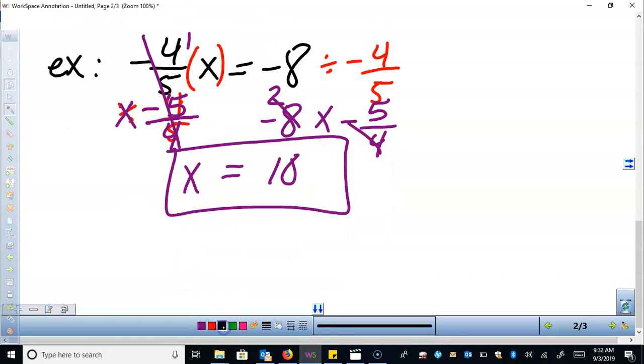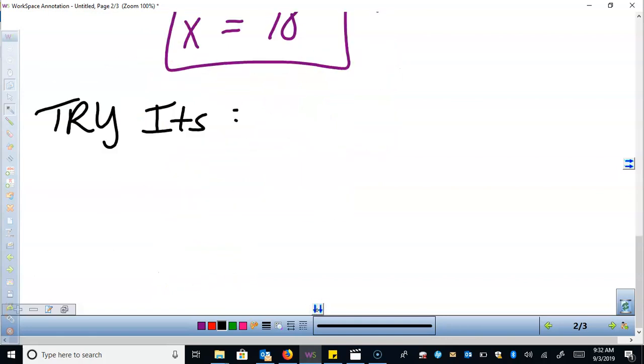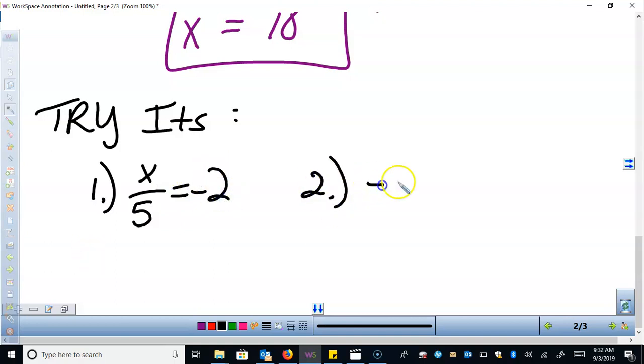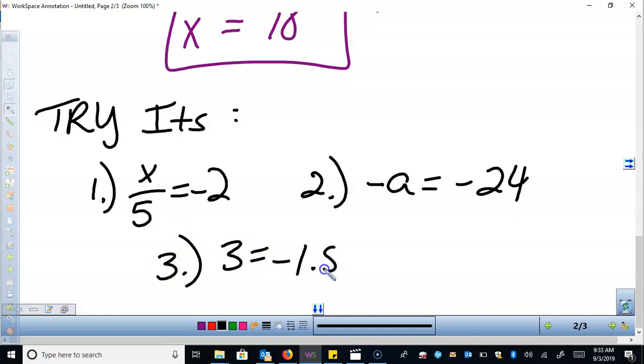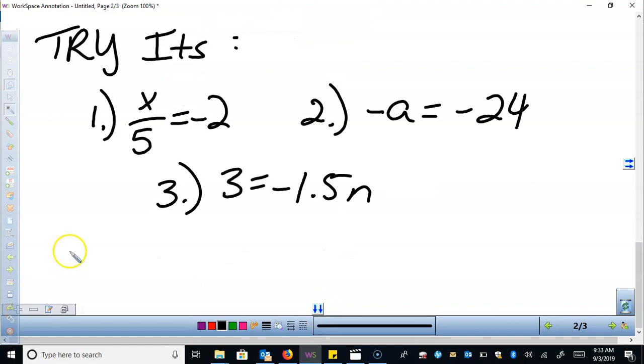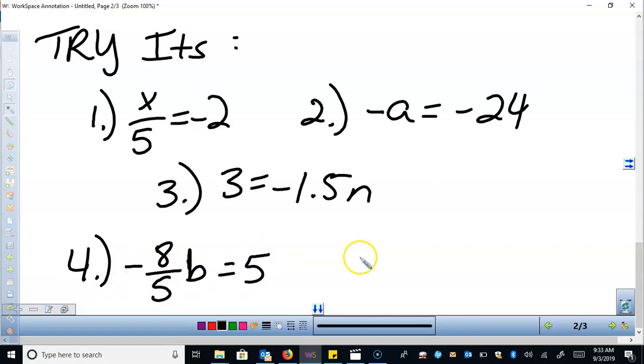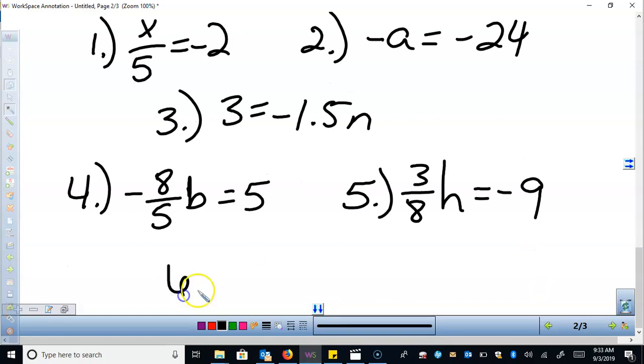Let's go ahead and do a couple of try-its. See how you do, and then you can go ahead and get started on your assignment afterwards. Go ahead and pause the video, try these 6 problems, and then I'll be back with you.